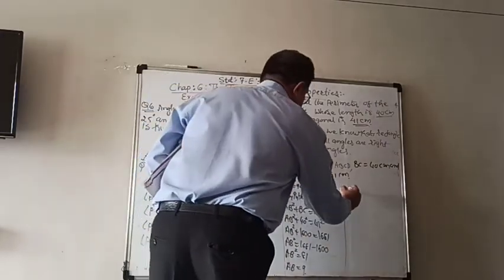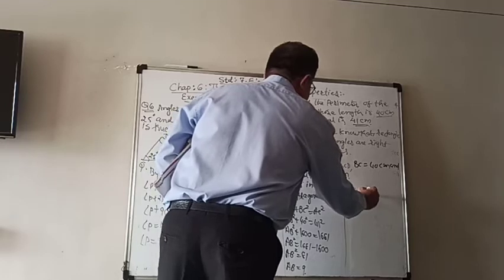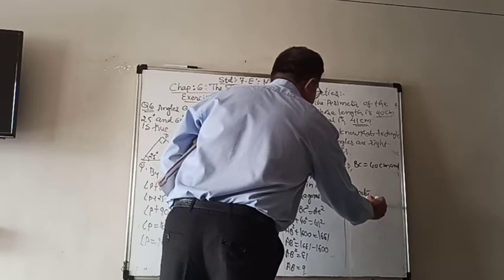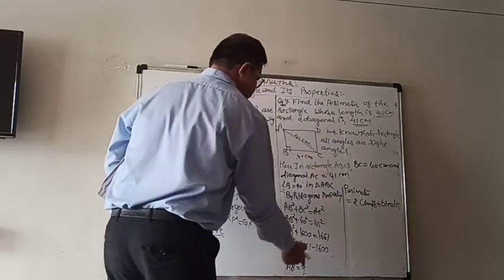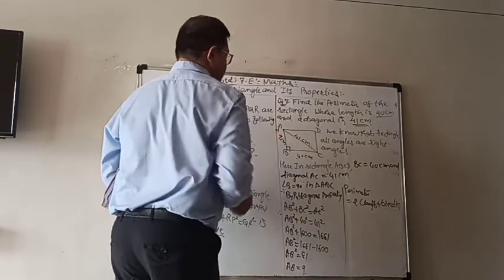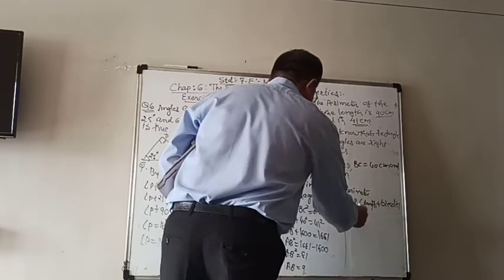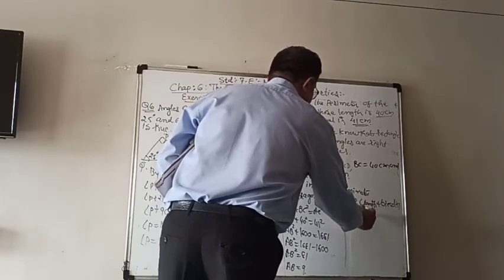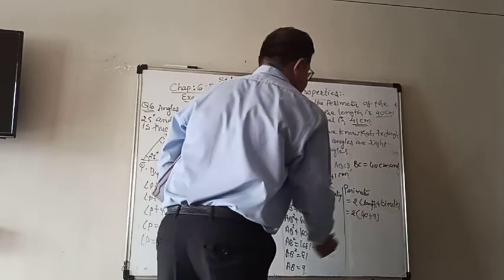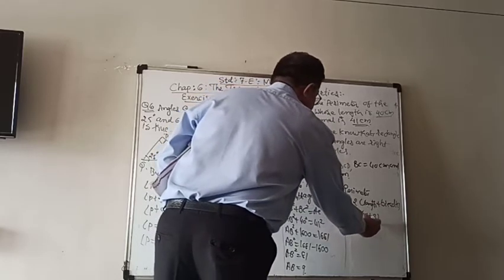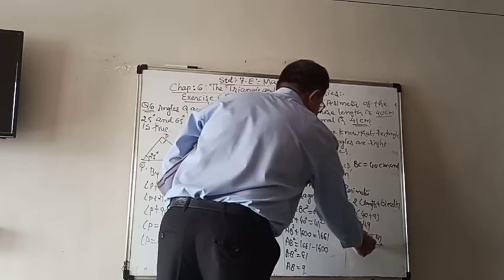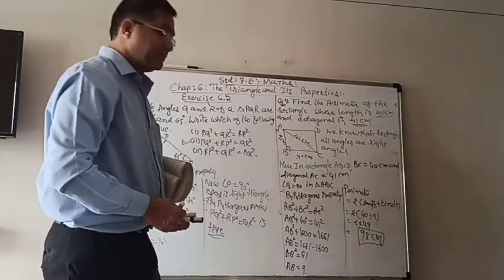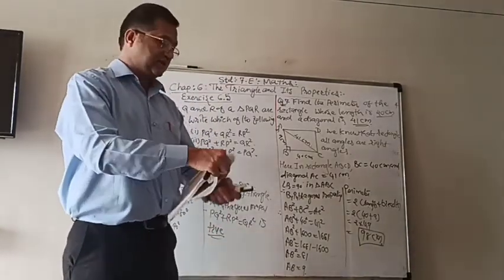Now, perimeter is equal to 2 into bracket length plus breadth. Your length was 40 centimeter and we get breadth 9 centimeter. So 2 into bracket 40 plus 9. So 2 multiplied by 49. So 98 centimeter. So the perimeter of the rectangle is 98 centimeter.